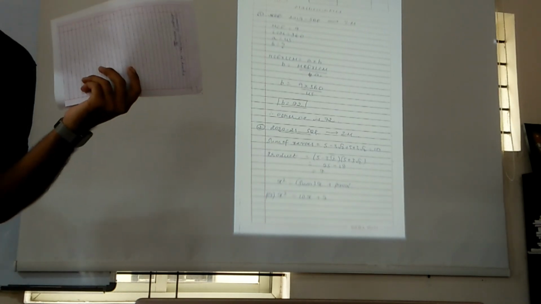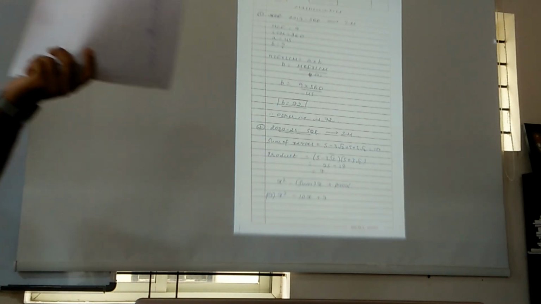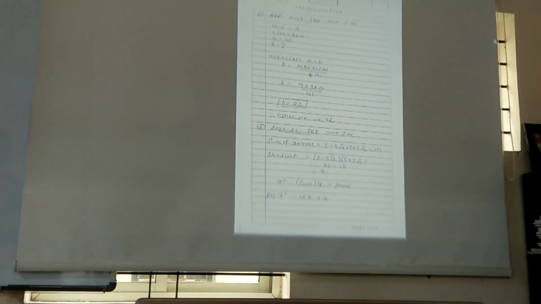Should I explain this question? HCF into LCM is equal to the product of the two numbers. Using that formula, you will substitute, and you will get the other number to be 72. Okay. Next question. That was given in the 2019 sample question paper.